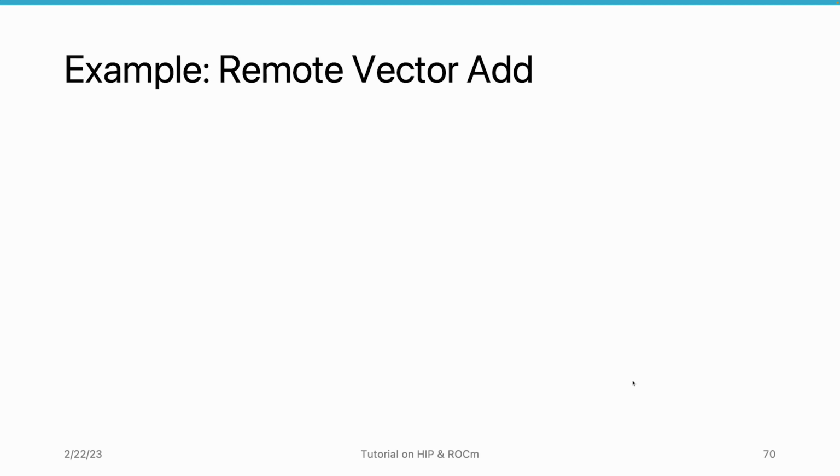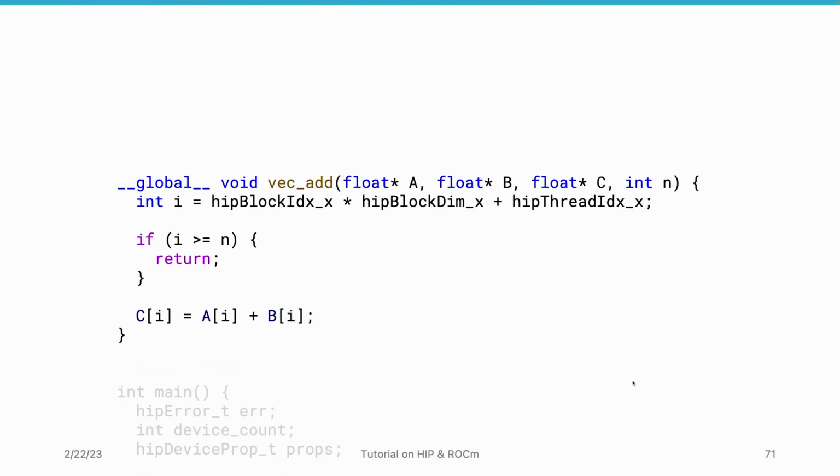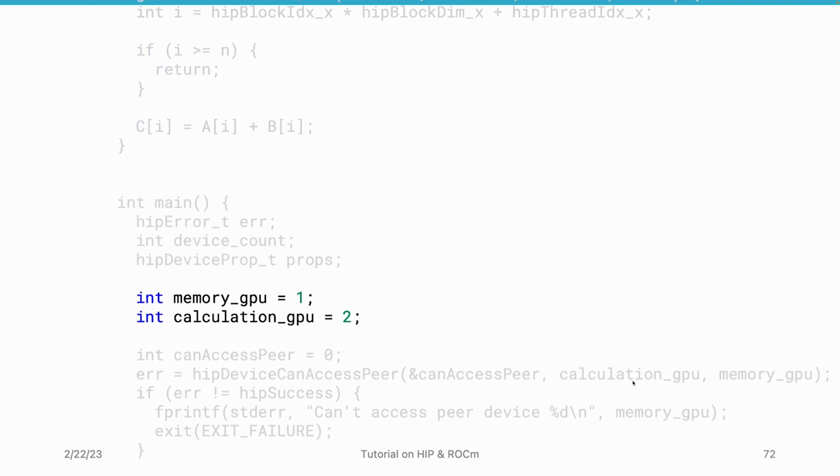Let's consider a remote vector add. In this example, we allocate the data on one GPU and perform the vector add on another GPU. Here is the vector add kernel. It's nothing special. It's written as if we are using a single GPU. The special thing happens in the main program. In the main program, we set the memory GPU to 1 and the calculation GPU to 2. So the data is stored on GPU 1 while the calculation happens on GPU 2.